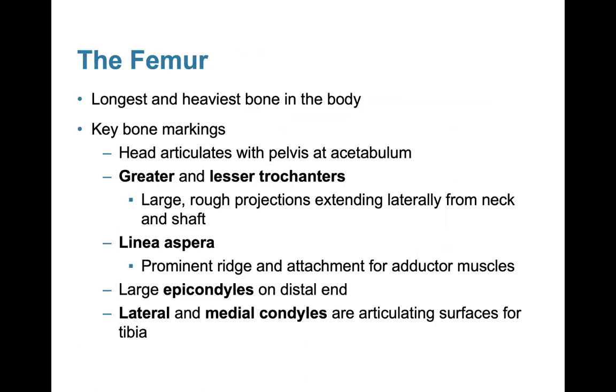Key bone markings: the head articulates with the pelvis at the acetabulum. We have the greater and lesser trochanters. These are large, rough projections extending laterally from the neck and shaft. And then you also have the lateral and medial condyles, which will articulate with the tibia.